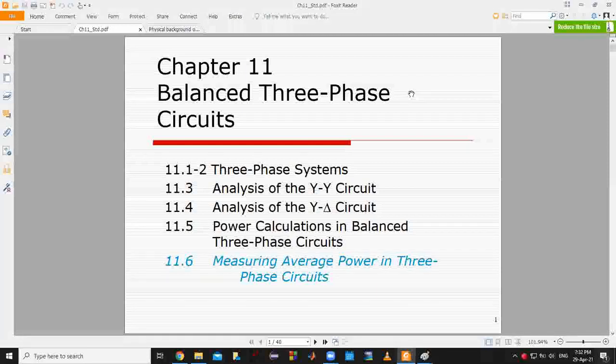video on balanced three-phase circuits. In this video, we're going to look at the three-phase systems. We're going to look at analysis of the YY circuit, analysis of Y delta circuit, and the power calculations in the balanced three-phase circuits. We are going to actually look at the power in the three-phase circuits.